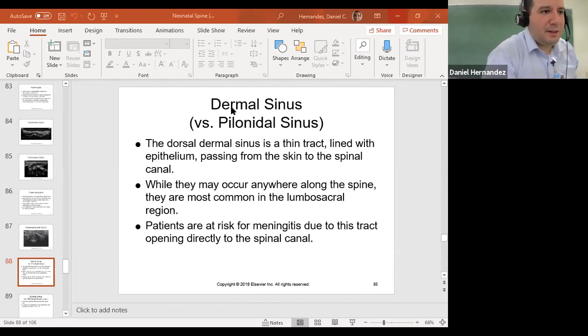So, a dermal sinus versus a pilonidal sinus. A dorsal dermal sinus is a thin tract lined with epithelium passing from the skin to the spinal canal. While they can occur anywhere along the spine, they're most common in the lumbosacral region. Patients are at risk for meningitis due to this tract opening directly to the spinal canal.